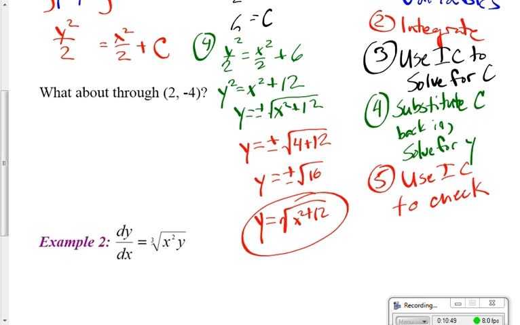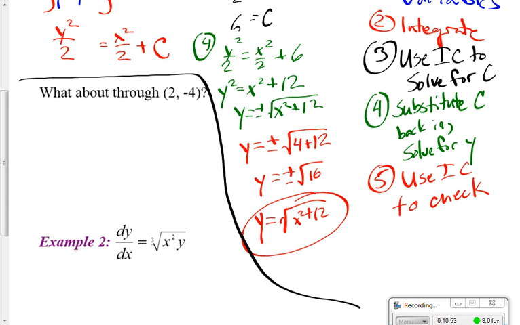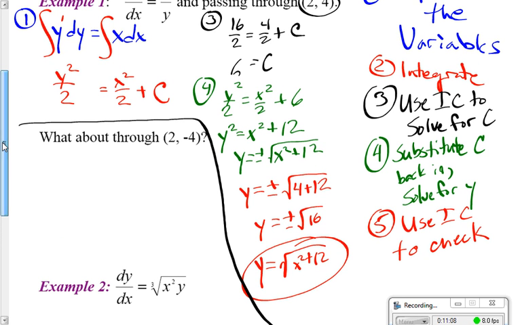So if we look at that, this one here is to kind of demonstrate how that initial condition influences your final answer. So if instead of going through 2, 4, it went through 2, negative 4, I'm going to go through this quickly, but hopefully you can bear with me for a moment. If I go back to this, if I use this initial condition in my step 3 here after I integrate, I would get something that looks familiar. 16 halves equals 4 halves plus C, which leads us to the conclusion that C equals 6.